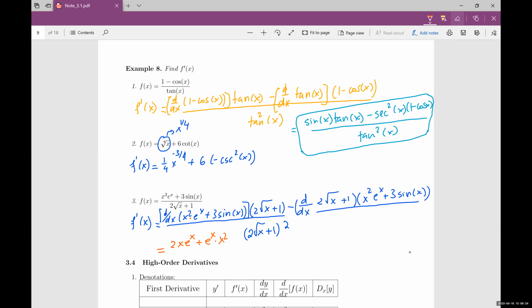Let's move down here. Should have left more space for this problem. It's fine. So down here, you say 2x e to the x, right? Plus e to the x times x squared is the derivative of x squared times e to the x.